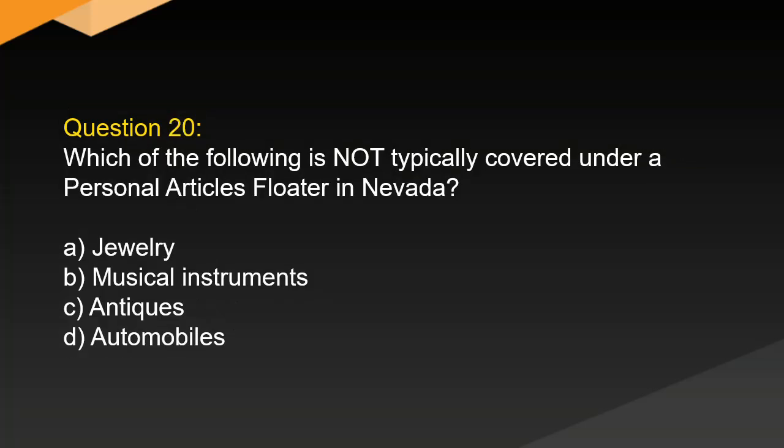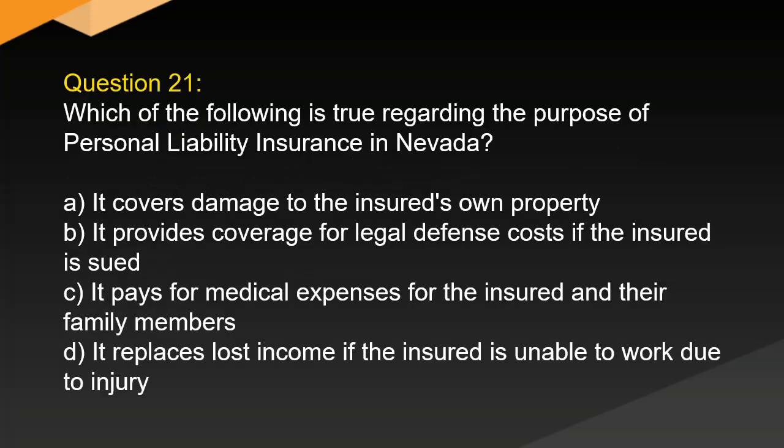Question 20. Which of the following is NOT typically covered under a personal articles floater in Nevada? A. Jewelry. B. Musical instruments. C. Antiques. D. Automobiles.